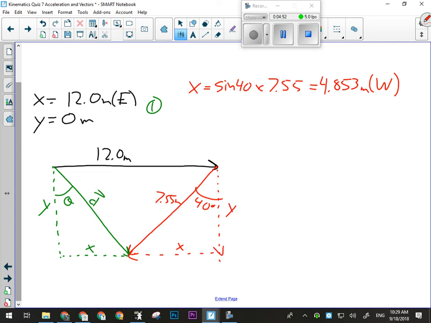I'm looking for y now. It's adjacent to the 40 degree angle, so I'm going to find it using cosine. So the cos of 40 times the hypotenuse, 7.55.